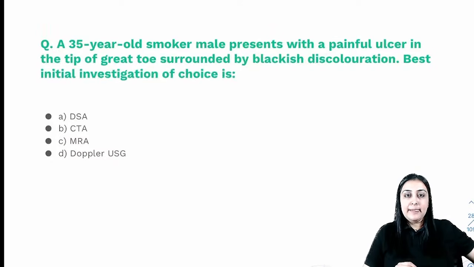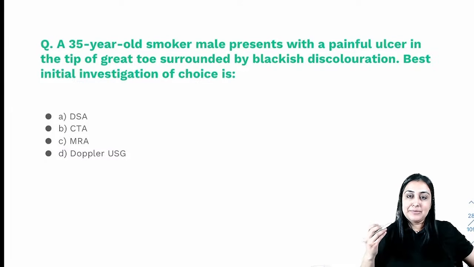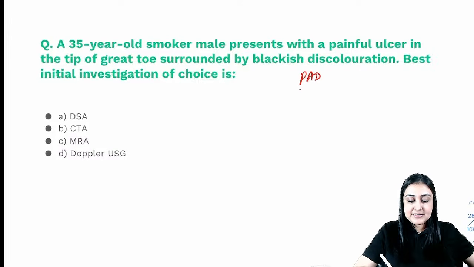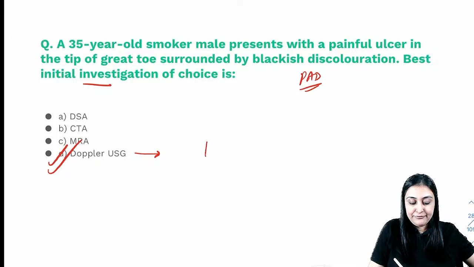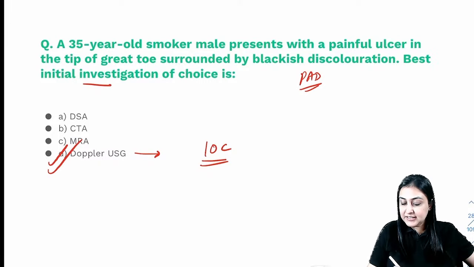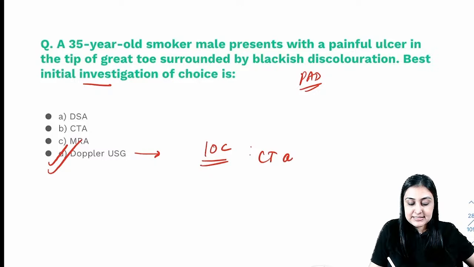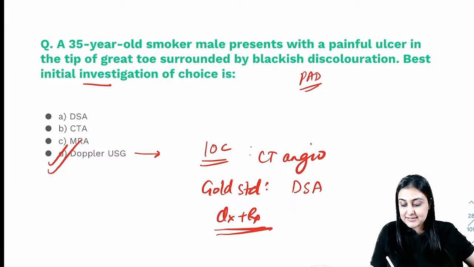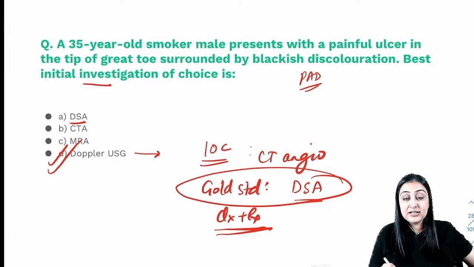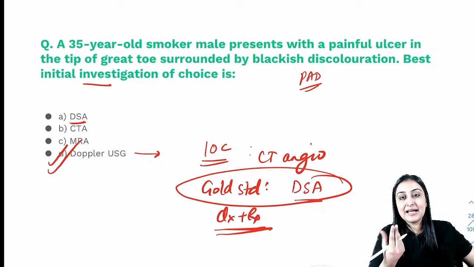Okay, fine. 35-year-old smoker, painful ulcer, blackish discoloration, meaning peripheral arterial disease. Initial investigation for any vascular disease, Doppler, followed by, if asked investigation of choice for peripheral arterial disease, what is going to be the best? Remember, CT angio. If asked what is gold standard, something which can diagnose as well as treat peripheral arterial disease, DSA, digital subtraction angiography. For any vascular disease, gold standard DSA, because I can see the narrowing and I can actually put a balloon and I can put a stent and I can treat it. So that is called angioplasty.